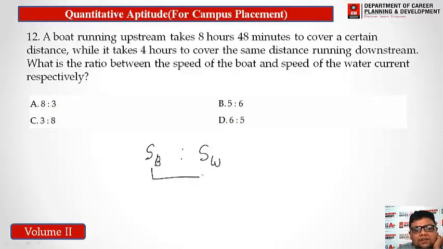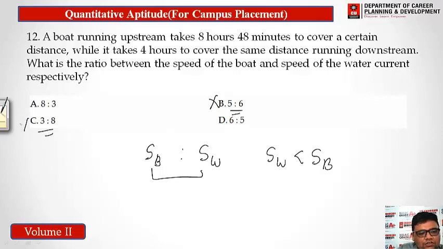So now firstly let us eliminate the options. Speed of water should definitely be less than the speed of boat, correct? So speed of water should be less. Here the speed of water is greater, so option B is cancelled out. Here also speed of water is greater, so option C is also getting cancelled out. We are remaining with option A and option D. Now in option D the values are close, 6 and 5, right? But the difference in the time taken in upstream and downstream is much larger, right?